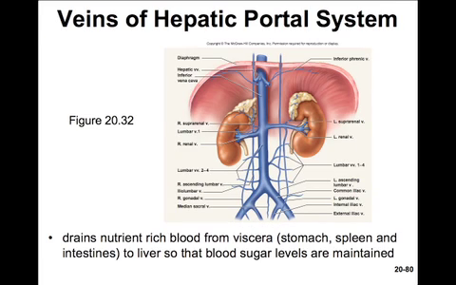The hepatic portal system is the system that drains nutrient-rich blood from the stomach, spleen, and intestines and takes it to the liver so that blood sugar levels can be maintained. Remember, a portal system is where we have two capillary beds joined together by a vein. So in this case, there's going to be a capillary bed surrounding the stomach that leads to a vein, and then that vein opens up into another capillary bed throughout the liver.